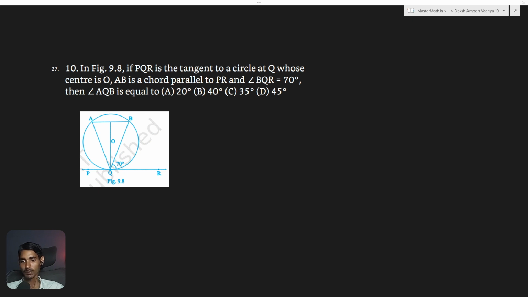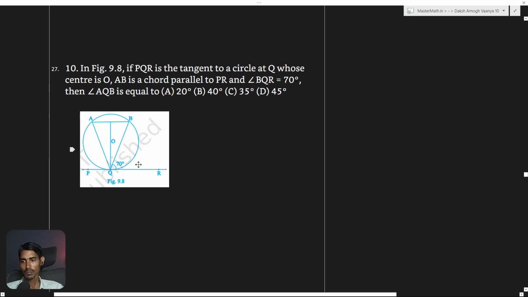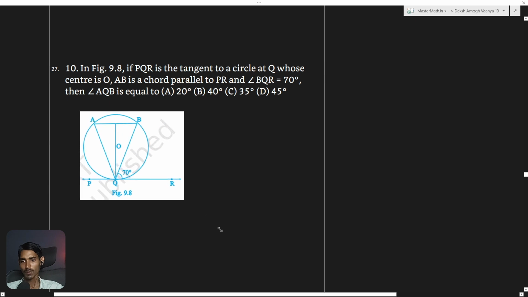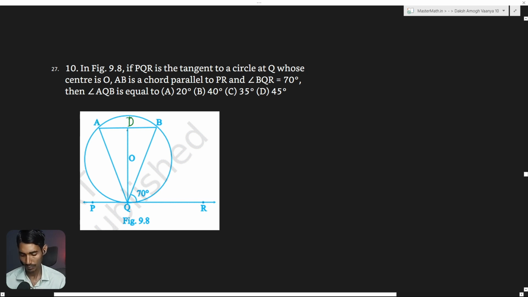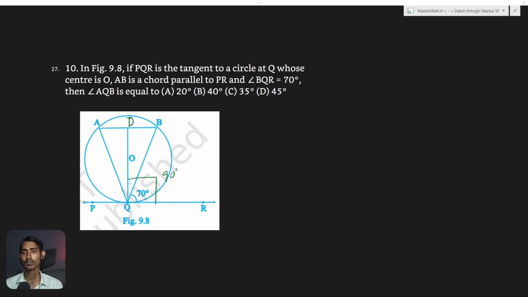Yes, Daksh. Yes, sir. From the point, we name the point between A and B as D. DQR is 90 degrees, no problem. And so DQB is 20 degrees.